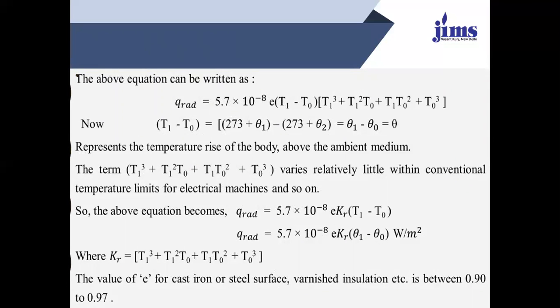So we get a new equation, which we indicate as Q rad equals 5.7 into 10 to the power minus 8 e times K R times theta, or we can convert it in terms of theta 1 and theta naught, where K R is T1 cubed plus T1 squared T naught plus T1 T naught squared plus T naught cubed. The value of e for cast iron or steel surface, varnish or insulation, etc., is between 0.9 and 0.97.